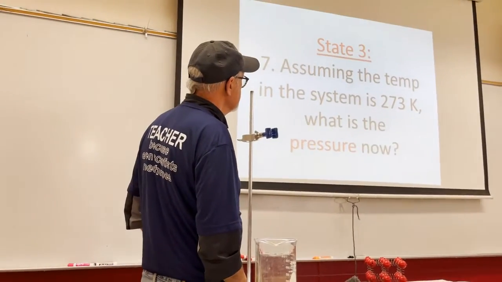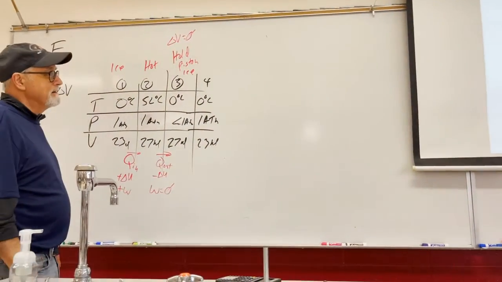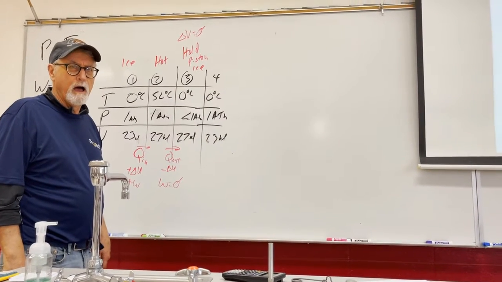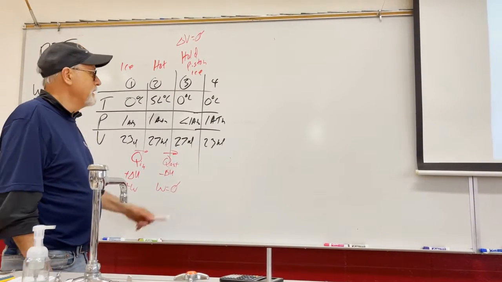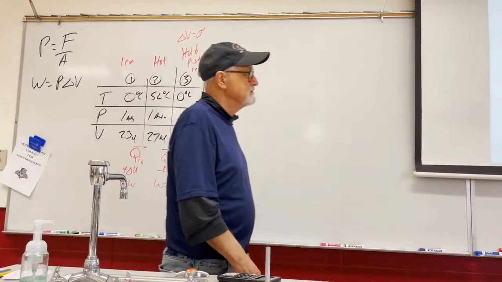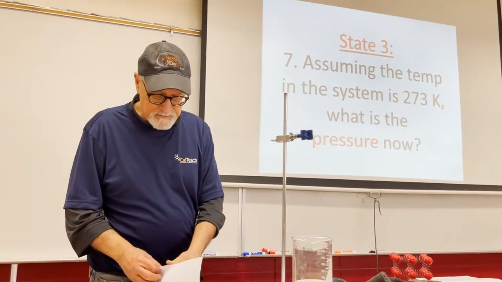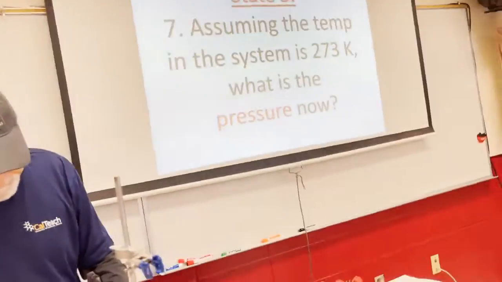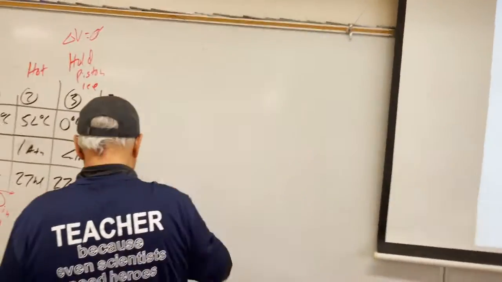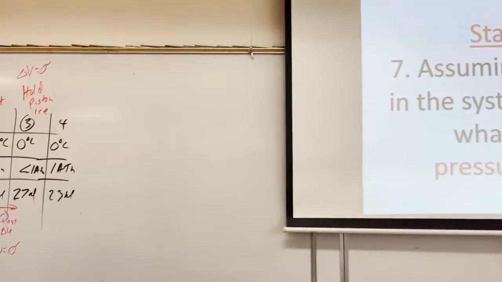Say state 3, assuming the temperature in the system is 273 kelvins, what's the pressure now? Wait, at what state? Right here. We didn't know what the pressure was? How could we know that? How could we even know what the pressure is? Isn't there a relationship between pressure, temperature, and volume? There's also the equality, right?